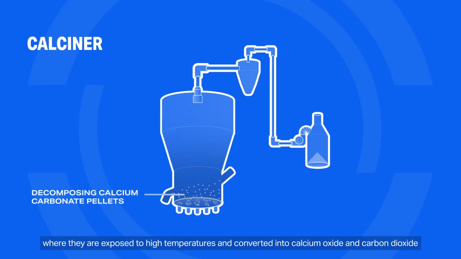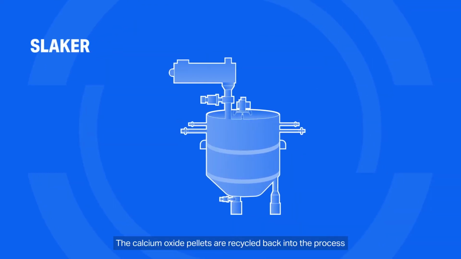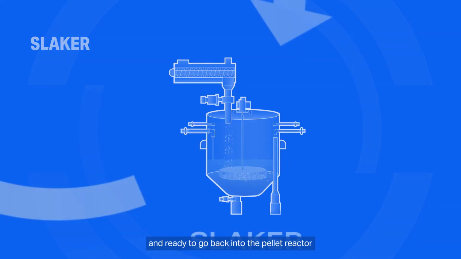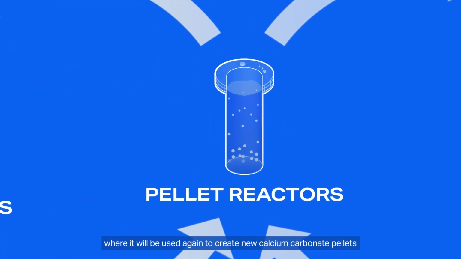From the centrifuge, the calcium carbonate pellets are moved to a calciner, where they are exposed to high temperatures and converted into calcium oxide and carbon dioxide. The captured carbon dioxide is sent off to be compressed and either stored or utilized. The calcium oxide pellets are recycled back into the process. They are first sent to a slaker, where, mixed with water, calcium hydroxide is formed and ready to go back into the pellet reactor, where it will be used again to create new calcium carbonate pellets.